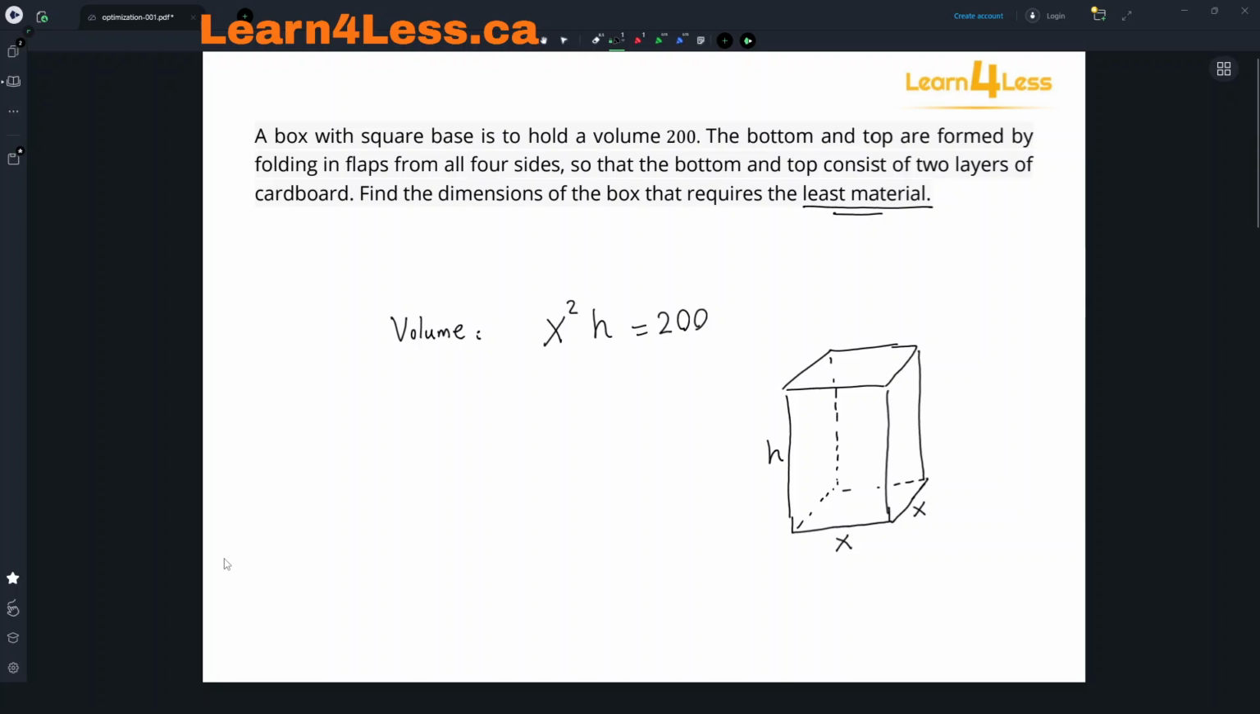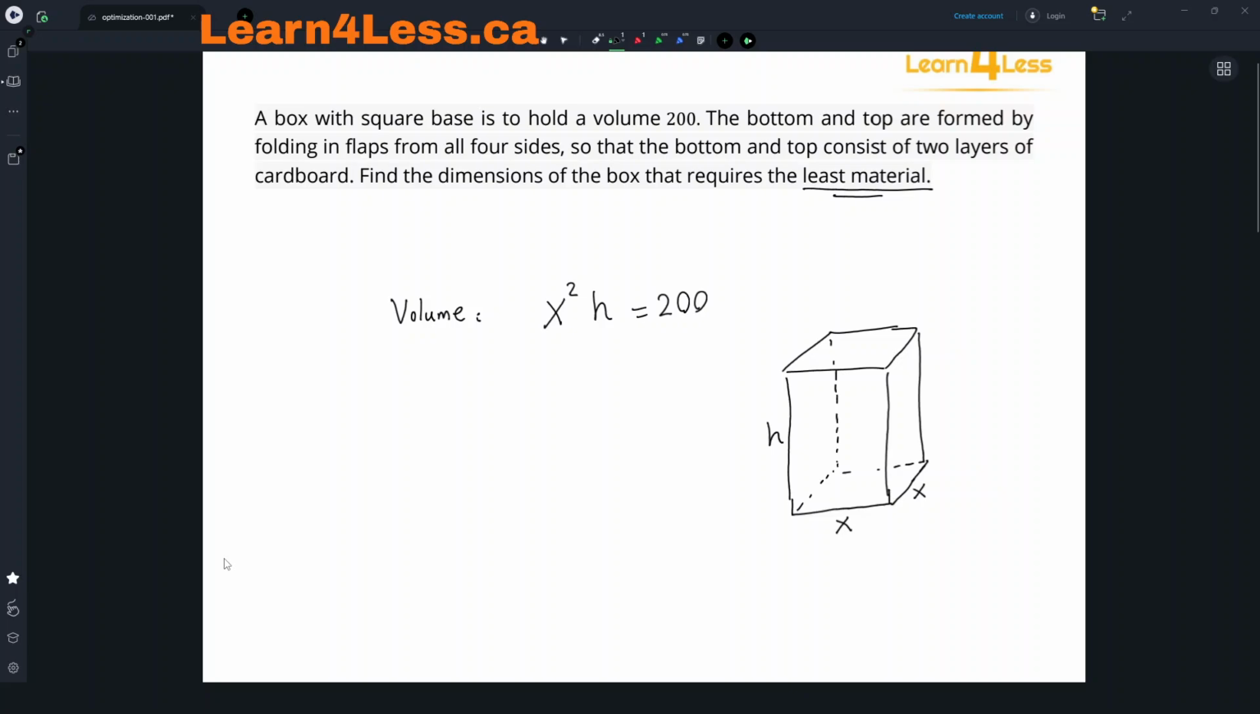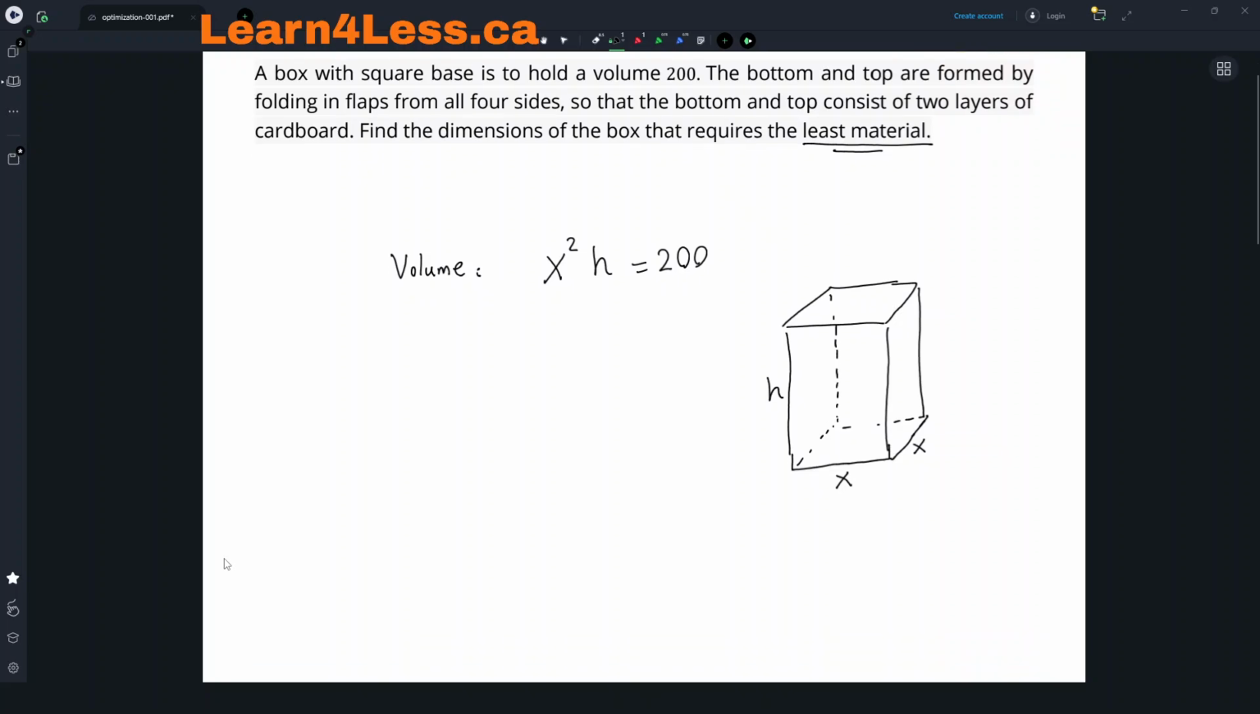And based on the description in the problem, we know that for the sides of this box we only have one layer of cardboard, but for the top and the bottom, there are two layers of them. So let's see how much material we have in total. For the base, the material is supposed to go to the area of that. This is the cardboard. So the amount of that would be the area of the base, which is x times x, or x squared. But because it is two layers of that, we have 2x squared. So 2x squared, this is for the base. For the top, we have the same thing, 2x squared.